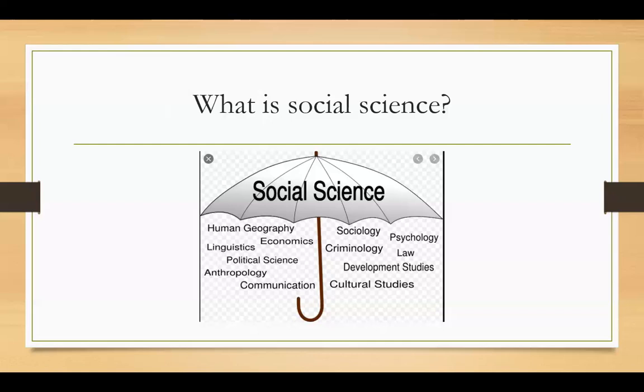Very good. What else? Economics, yes. Sociology, psychology. But why criminology? Why are they saying social science should be part of criminology? What do you think? Yes, very good. Political science. What is this anthropology? Do you know what anthropology means? And why should law come under social science?